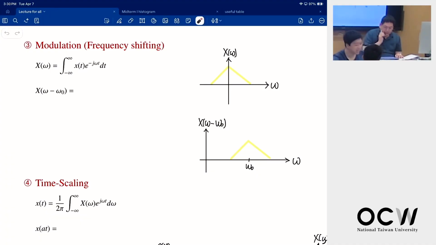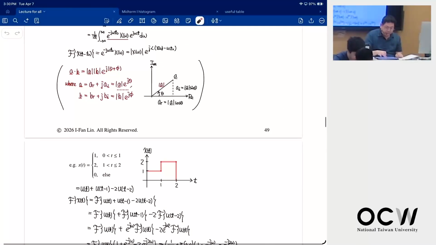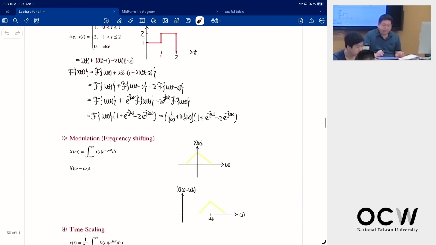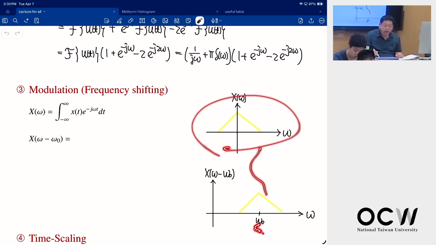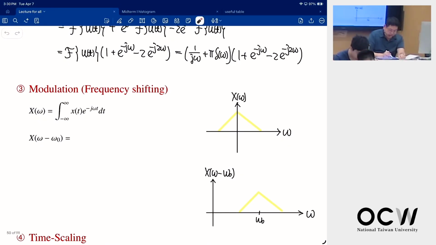Next, let's see the frequency shift. We just saw the time shift. If we have a shift in time domain, then in frequency domain my magnitude is still the same. I just have a different phase. How about if I shift in frequency domain, for example, by omega naught? What happens in time domain? If I shift, which means that omega becomes omega minus omega naught, then we have an additional term, e to the j omega naught t.